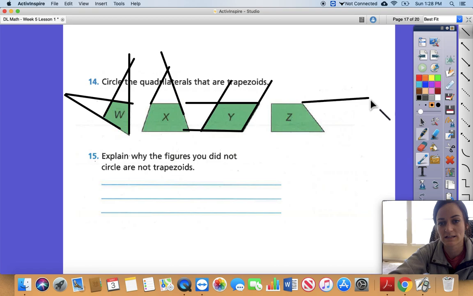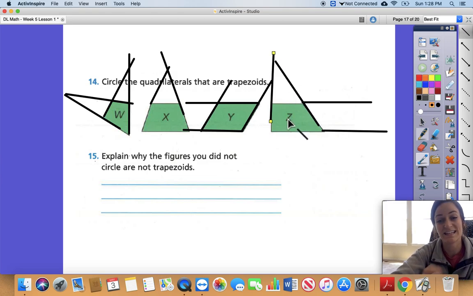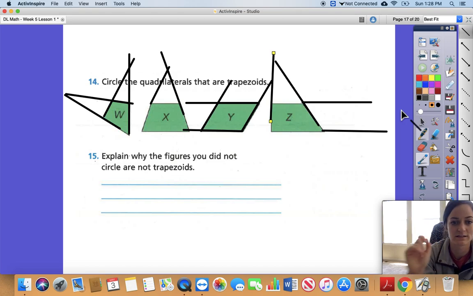If I extend these lines out, these are parallel to each other, but then if I were to extend these to see if they're parallel, they're not, because they would eventually touch. So the Z is also a trapezoid because it only has one set of parallel lines, okay?